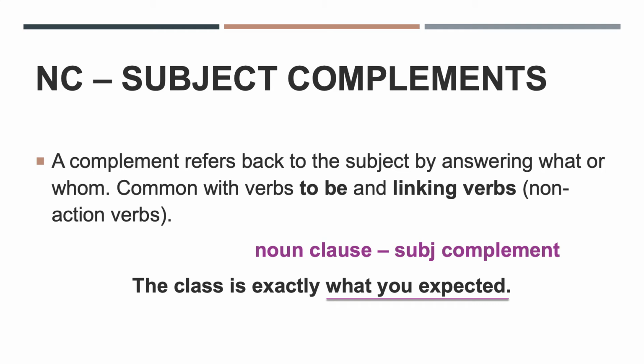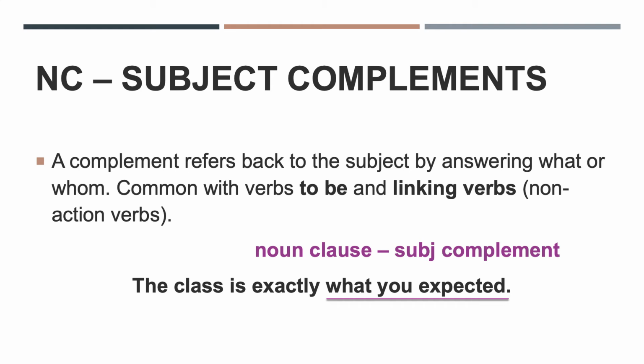Thirdly, we can have noun clauses as subject complements. A subject complement refers back to the subject by answering what or whom. In this case, we try to see the whole sentence as a mirror. You will normally have a verb to be, but you could also have a linking verb. The linking verb is functioning as a non-action verb.